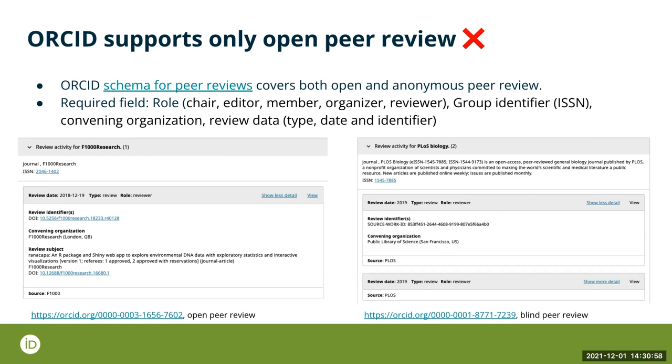So in that case, for example, you can see the first screenshot is from F1000 adding open peer review, and then you see the review subject, and you can see what was mentioned and the identifier of the review. In the second case, that was added by PLOS, and you see that the review subject is not appearing there. So it's not an open one.